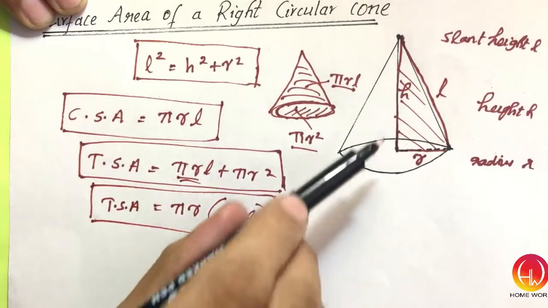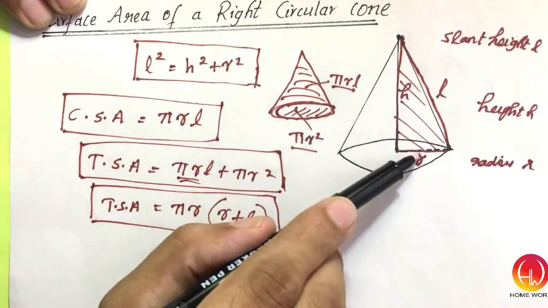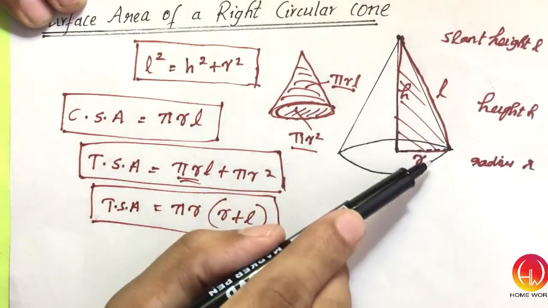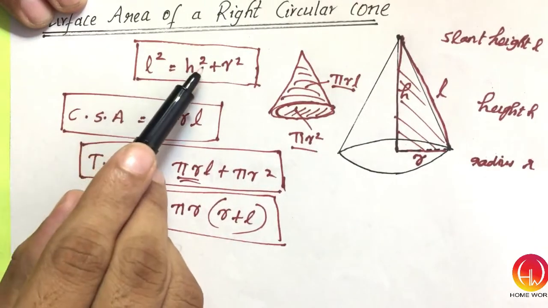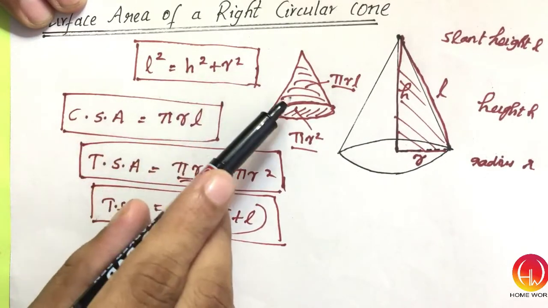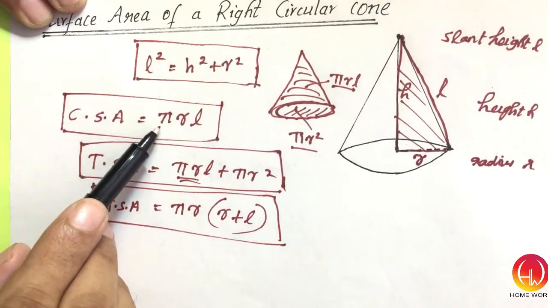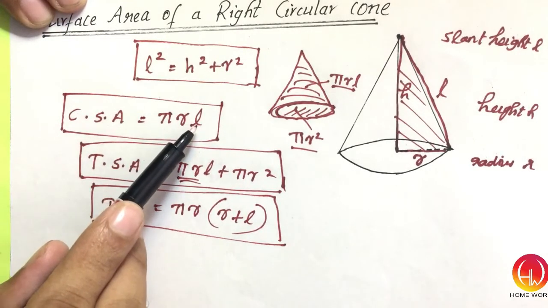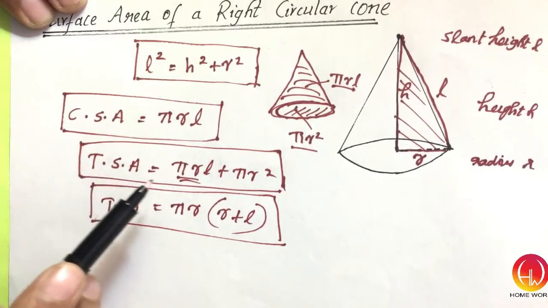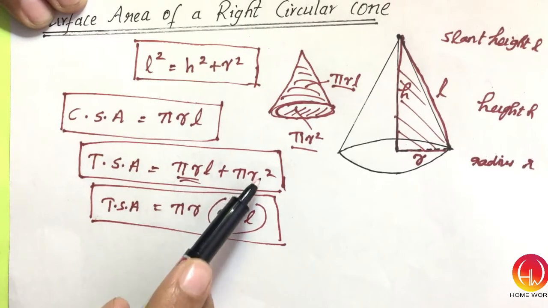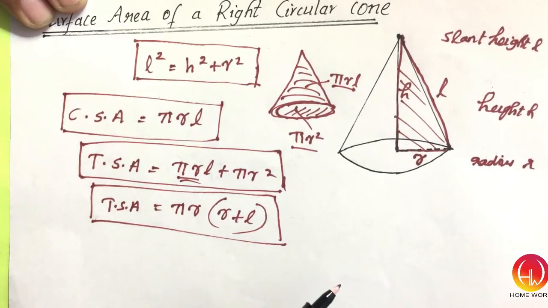So first we discussed the relation between L, H and R, or slant height and radius: L square equals H square plus R square. Then CSA equals pi into radius into slant height. Then total surface area is pi r l plus pi r square, or pi r into r plus l.